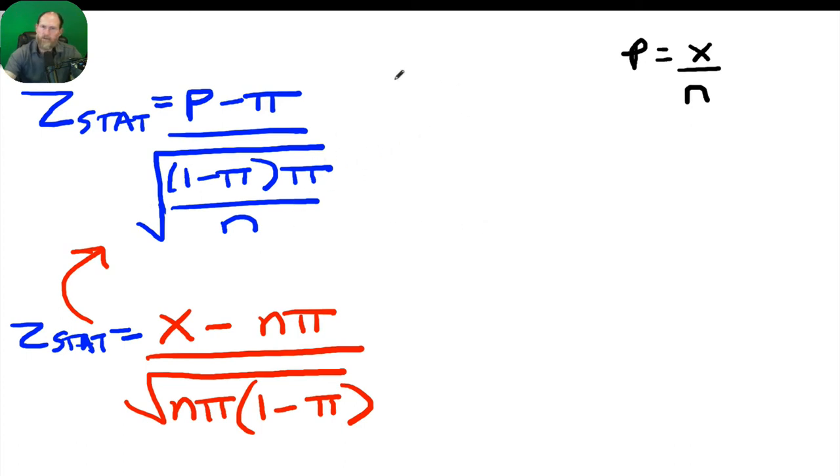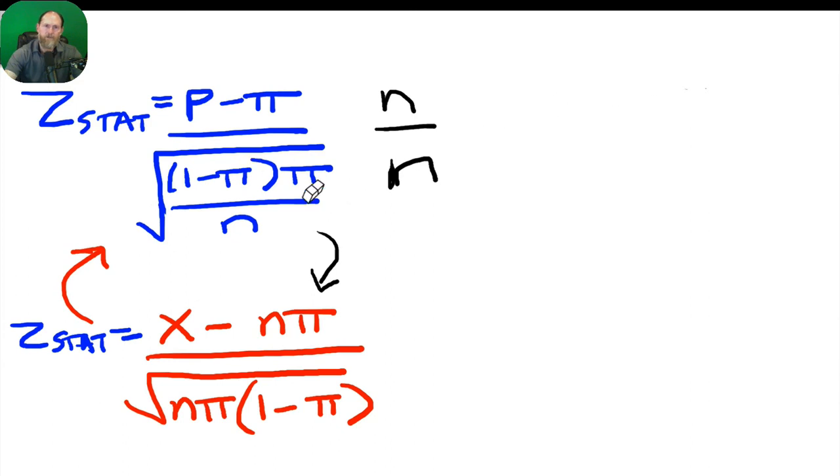If you still don't believe me that these formulas are the same, I will show you. The way that we get from this formula to this formula is by multiplying this formula here by n over n. Now, why we would want to do that, I have no earthly idea, but that's how we do that.